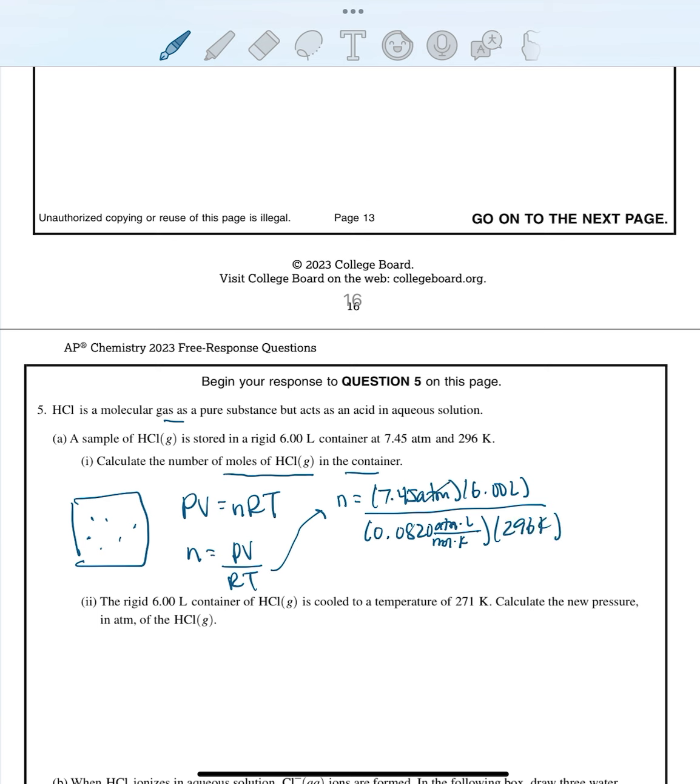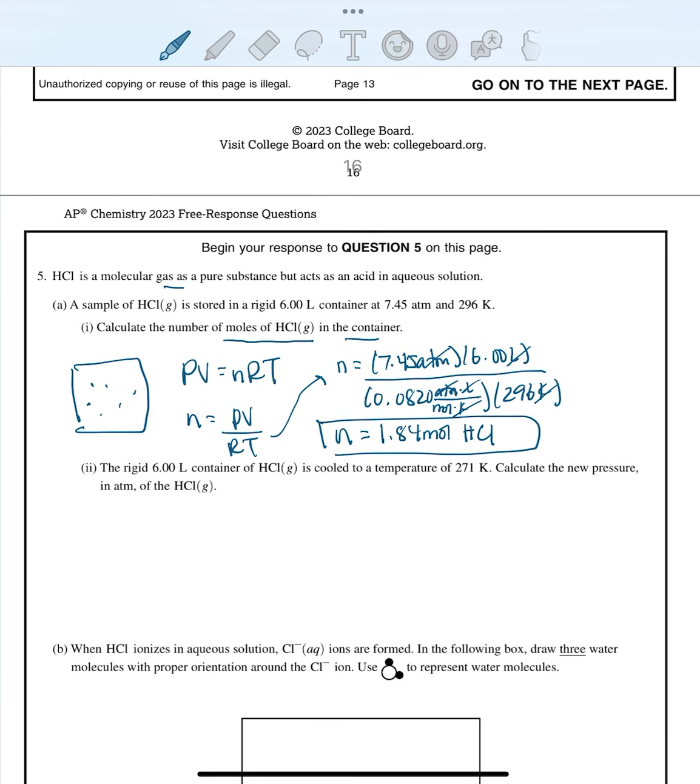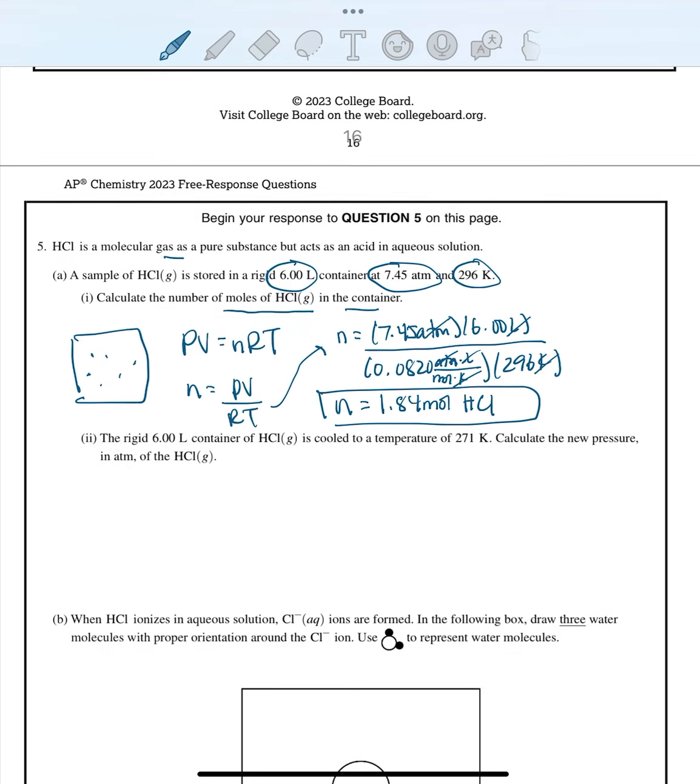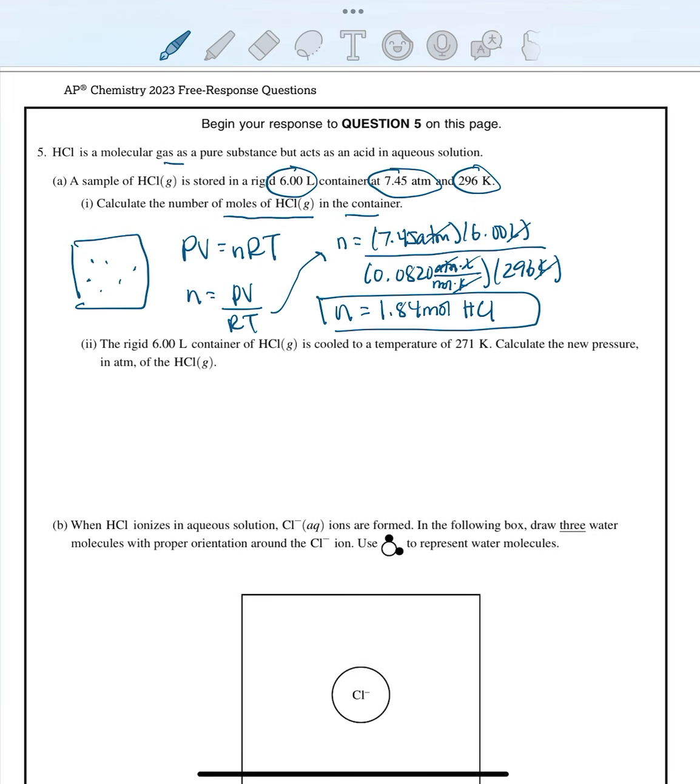Okay, and as you can see, atmosphere will cancel out with atmosphere, liters will cancel out with liters, Kelvin will cancel out with Kelvin, and the mole will reciprocal to the top. So in the container, I have 1.84 moles of HCl. All right, and that's how we do the ideal gas law for this problem. Also notice that I've rounded my answer to 3 significant digits because all of these values in the question represent 3 significant digits as well. So my answer will reflect the question.